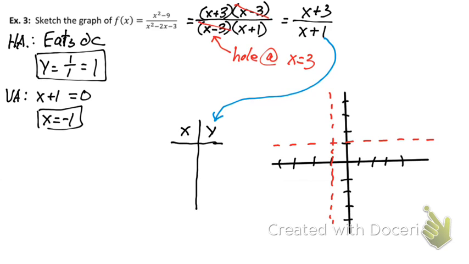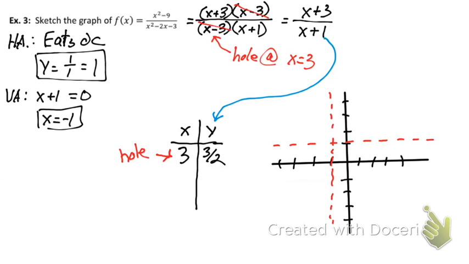So the first thing I'm going to check is the hole. X equals 3. That is my hole. That's the first point I'm going to plot. So I'm going to plug 3 into here. So I have 3 plus 3 is 6, 6 over 4, which is 3 over 2. So when I plug 3 in, I get 6 over 4, which is 3 over 2.